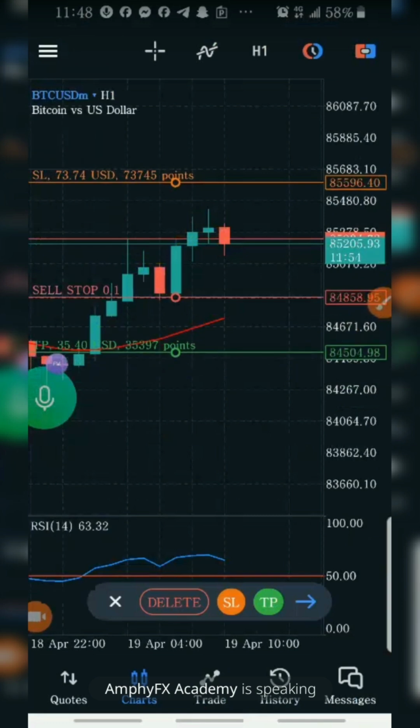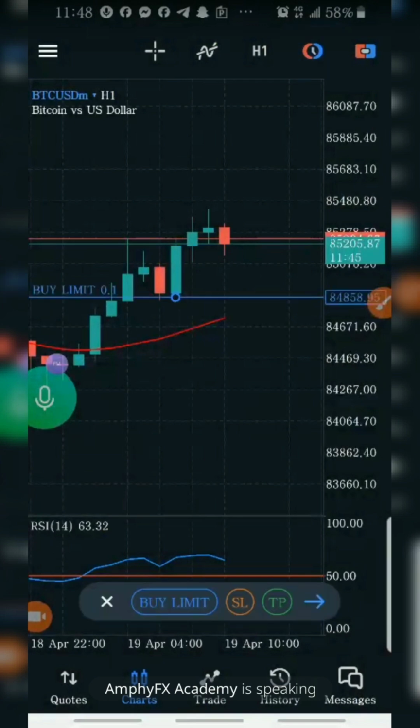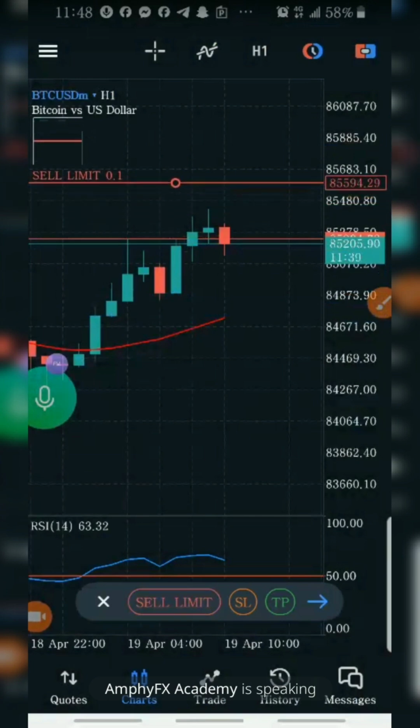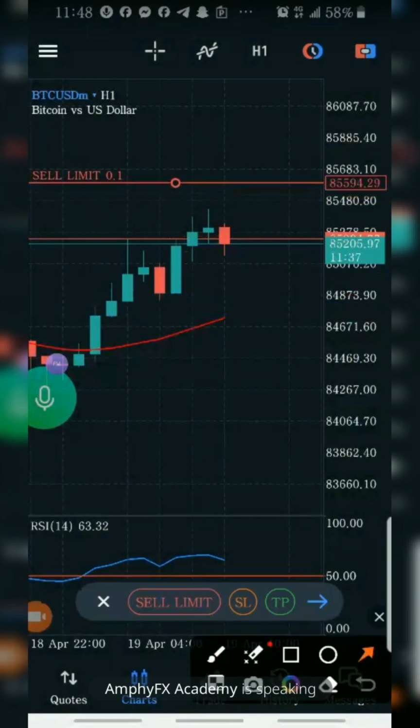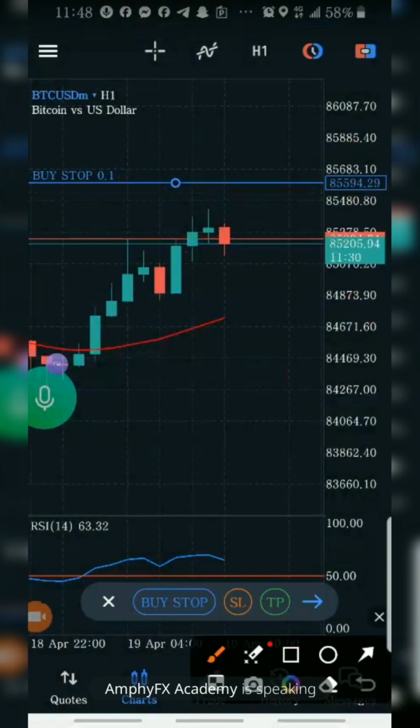Now let me show you how. Let me delete it. I'll click delete. Now let me click on it again. If I drag it, you can see it's still buy limit. If I drag it above, it has turned to sell limit. Then let me click on this sell limit. You can see it has turned to what? Buy stop, because it is above the current market price.